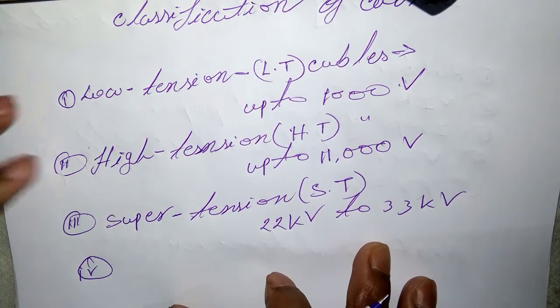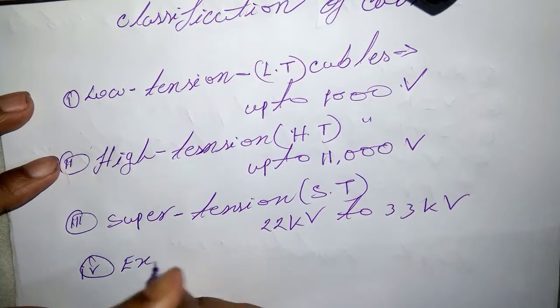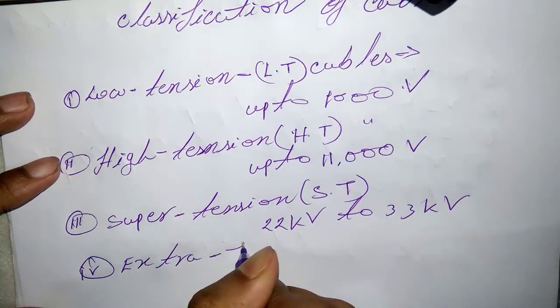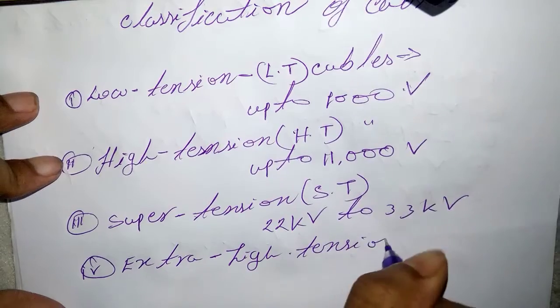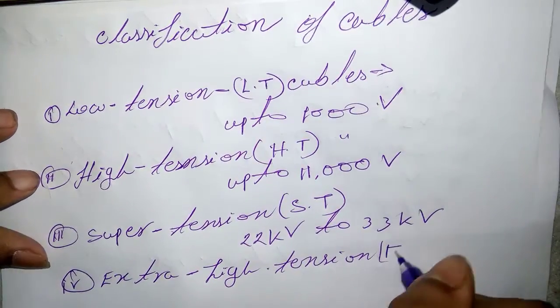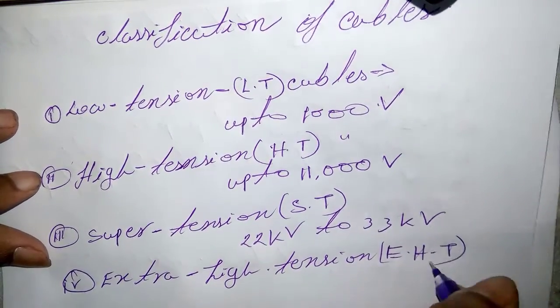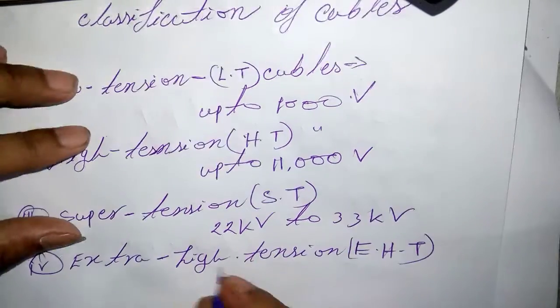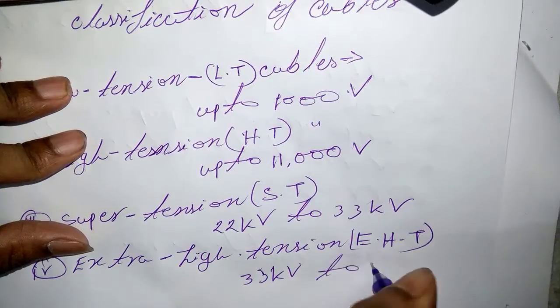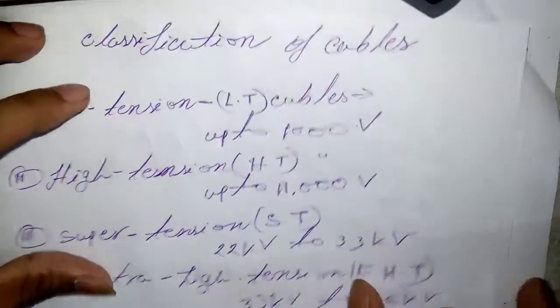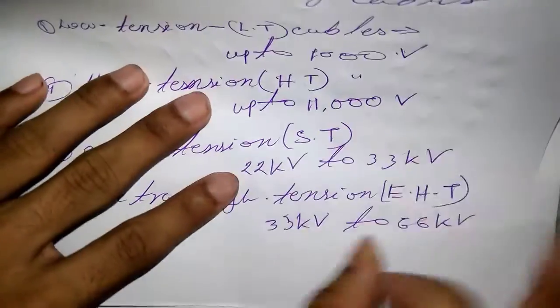And the fourth one is extra high tension, in short it's called EHT cables, and is used from 33 kV to 66 kV.